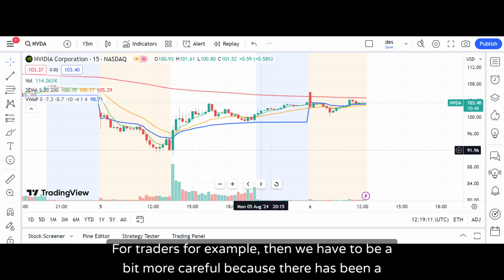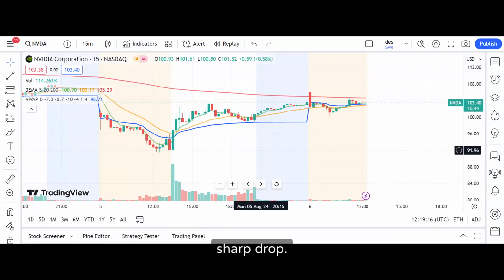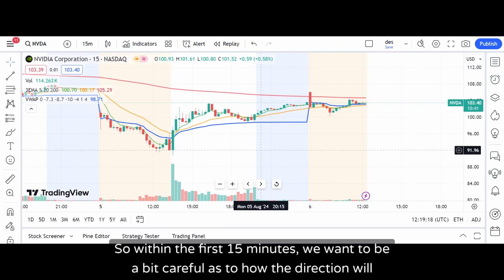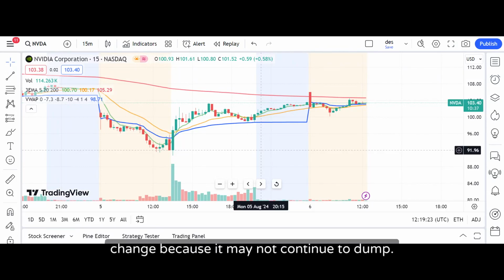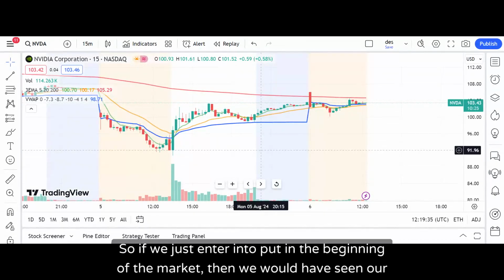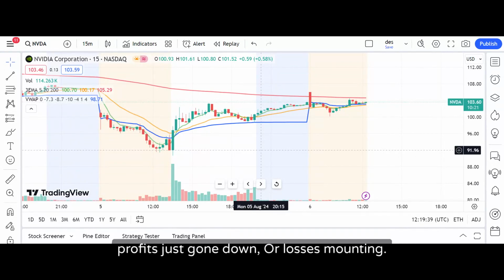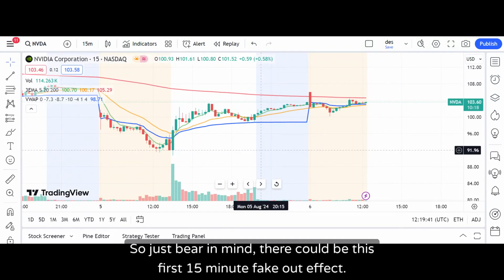For traders, we have to be a bit more careful because there has been a sharp drop. Within the first 15 minutes, we want to be careful as to how the direction will change, because it may not continue to dump. As we see here, it actually went up quite a bit. In the first half an hour or so, it went up quite substantially. So if we had entered a put at the beginning of the market, we'd have seen our profits go down, or losses mounting. Just bear in mind there could be this first 15-minute fake out effect.